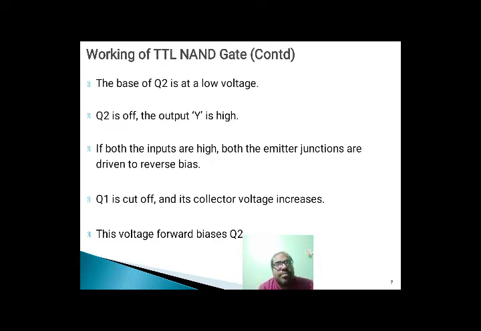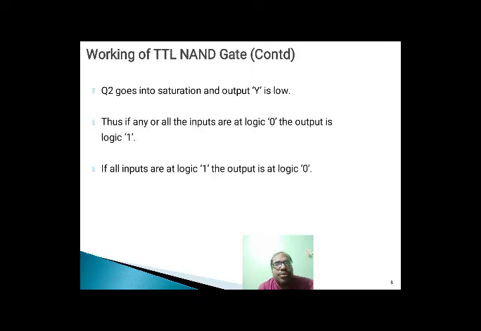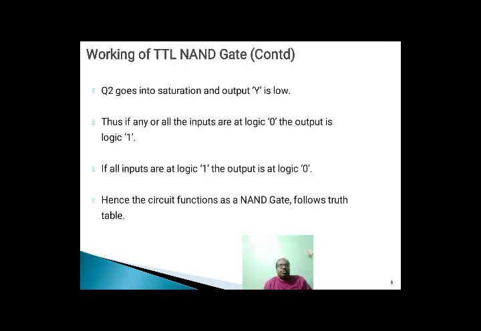Now Q2 goes into saturation and output Y is low. Thus, if any or all the inputs are at logic 0, output is logic 1. If all the inputs are at logic 1, output is at logic 0. Hence, the circuit functions as a NAND gate, follows the truth table.